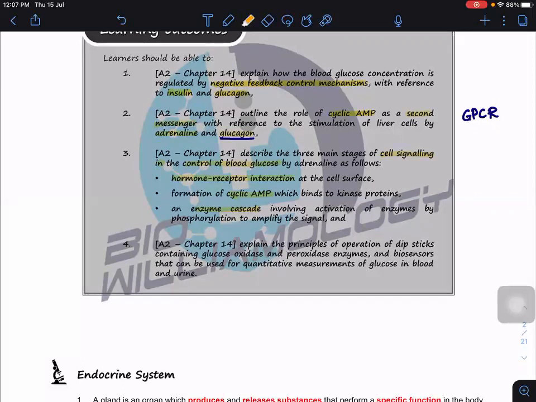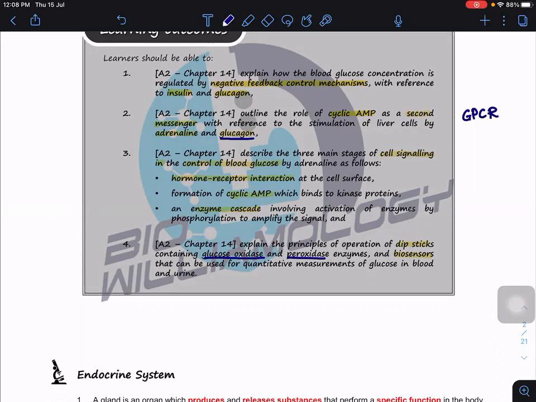These 3, and the last part is diabetes mellitus, and what management we can do, and how we monitor it by using the dipstick and also the biosensor. The dipstick is for urine. You pass urine, dip this reagent strip into the urine, and we will be able to know the measurement of the glucose in your blood or in your urine. The enzymes we need to know here are glucose oxidase and peroxidase.